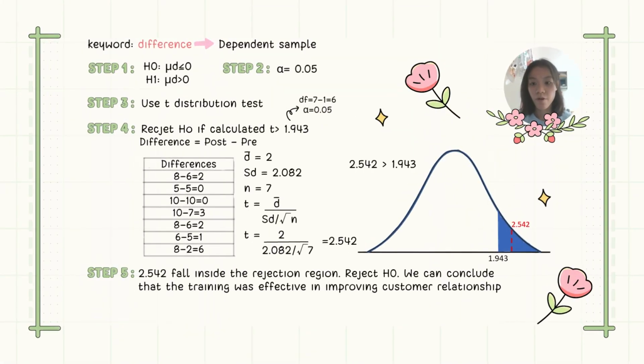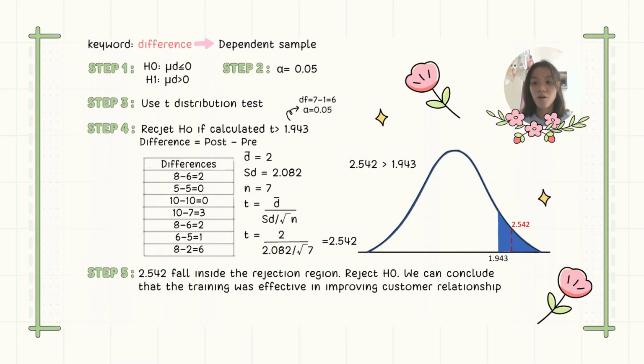So for step 1, we state our null and alternate hypotheses. Our H0 is mu difference less than or equal to 0, and our alternate hypothesis H1 is mu difference greater than 0. We want to see if there is any difference or improvement between the post and pre-survey. Step 2 is to state our level of significance, which is given by the question. Alpha is equal to 0.05. For step 3, we will use the t distribution test to solve this question.